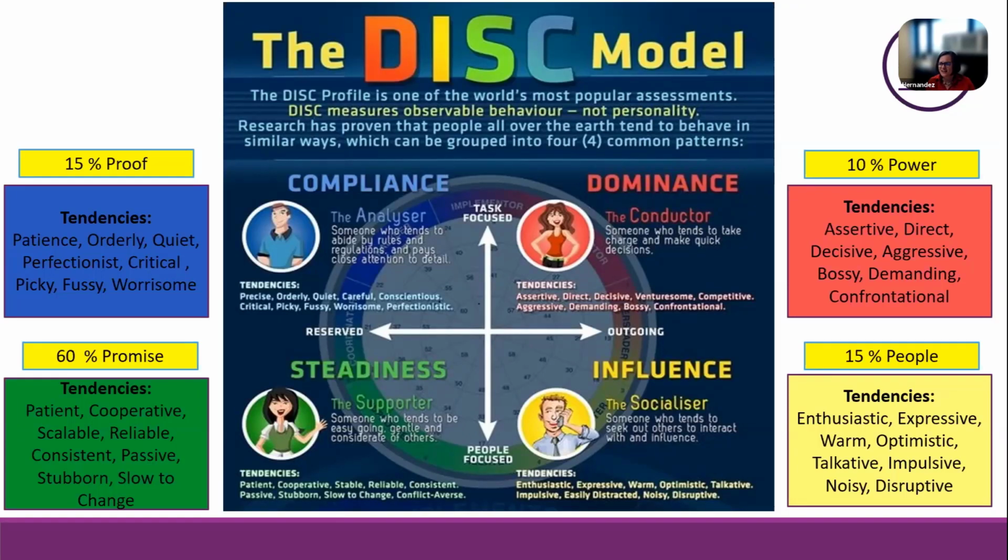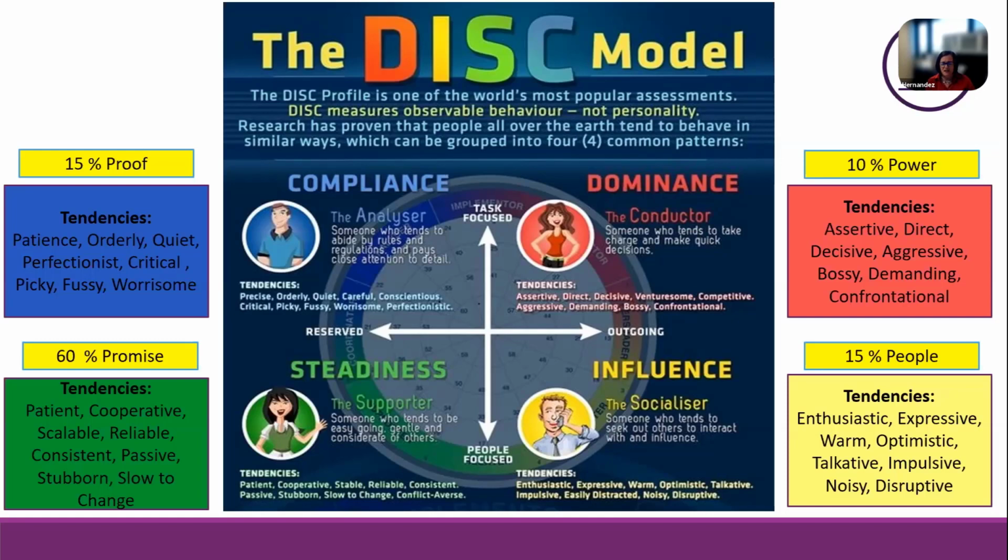S's usually have S and C together. The D's and the I's usually go together. It's just really the primary and the secondary. It's just really interesting how that happens. But 60% again of the population tends to probably fall in the steadiness category.